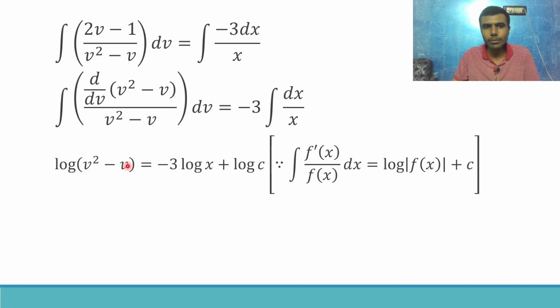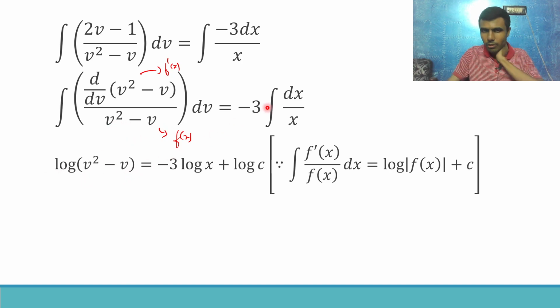So log of v square minus v. Because you see here, this is my f of x, and this is my f dash x, d by dv of this, right? So this is my f dash x. Integral f dash x by f of x is log mod f of x. That means log of f of x is this v square minus v.